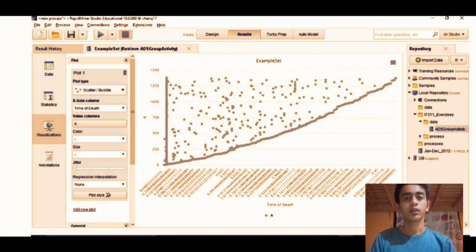So the time of death of the samples, we use scatter bubbles as the plot type. The result of the time of death is 8.6805, which is when most of the people died.